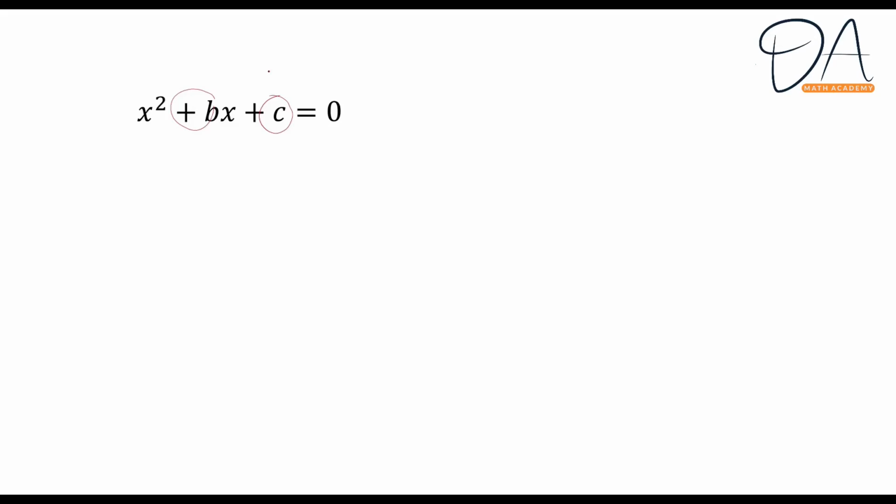So if C was 20, we know that we are looking for numbers that multiply to give us 20. Now, there are so many possibilities to get 20. You can say 1 times 20. You can say 20 times 1.